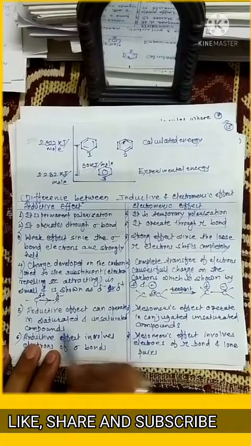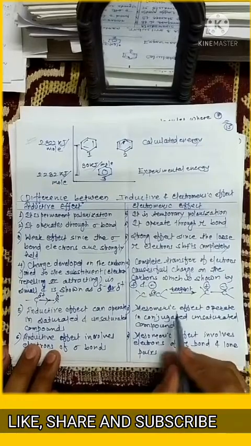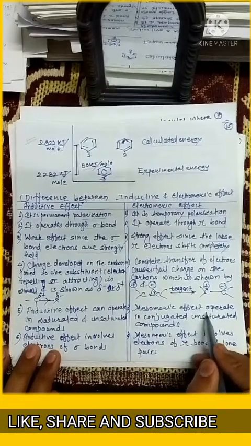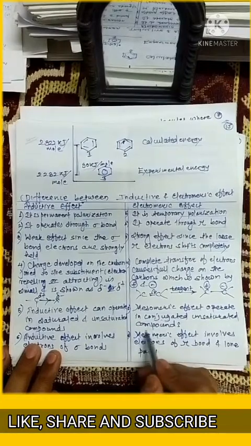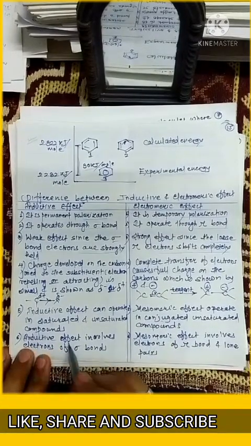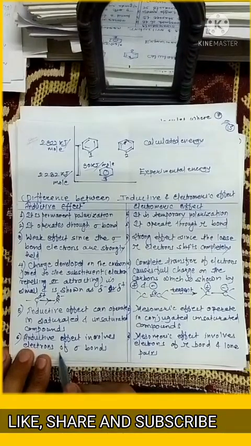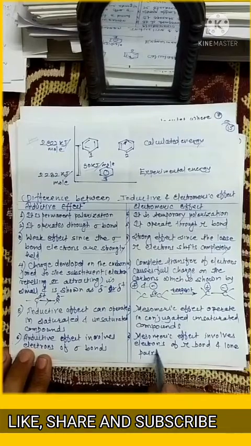Inductive effect can operate in saturated and unsaturated compounds. Mesomeric effect operates in conjugated unsaturated compounds. Inductive effect involves electrons of sigma bond. Mesomeric effect involves electrons of pi bond and lone pair.